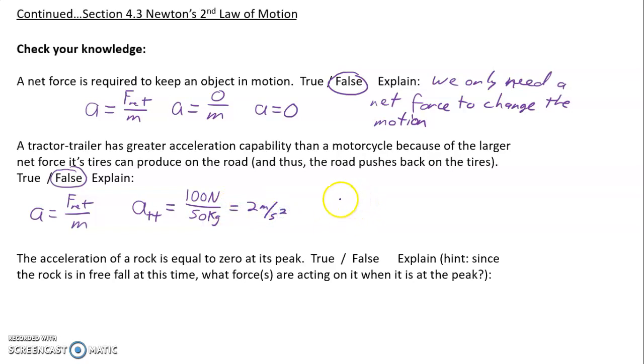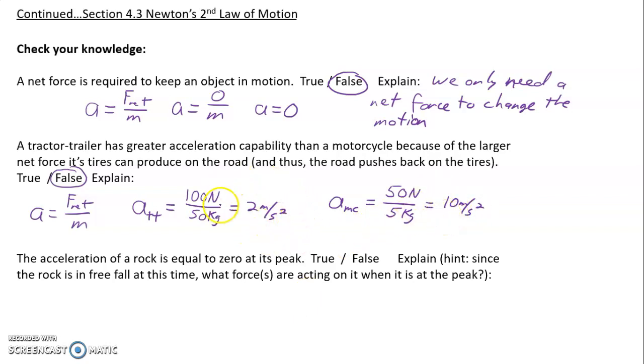Whereas the motorcycle, it has less force. Let's say it only has 50 newtons of force, but its mass is also less, but its mass isn't half as much. Maybe its mass is only, let's say, 5 kilograms, and so its acceleration would be 10 meters per second squared. So it has a much greater acceleration.